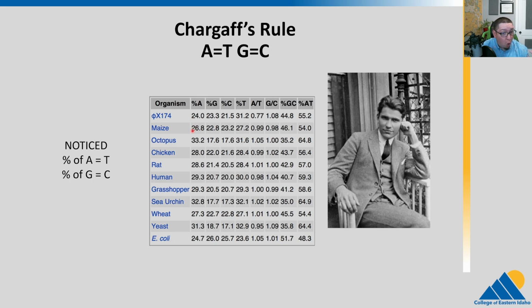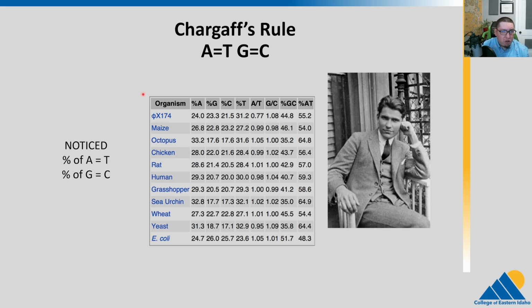So let's look at corn, maize here. 26.8% A, he got about 27.2% T. That's 0.99. That's about as close as you can get to being equal in the real world. G, on the other hand, 22.8 to C, 23.2. That's real close to 1-to-1. And if we go down this table, they're almost identical, barring any sort of experimental error.